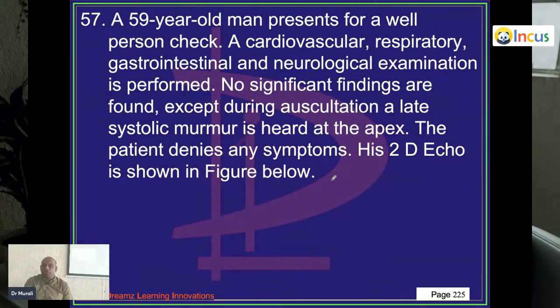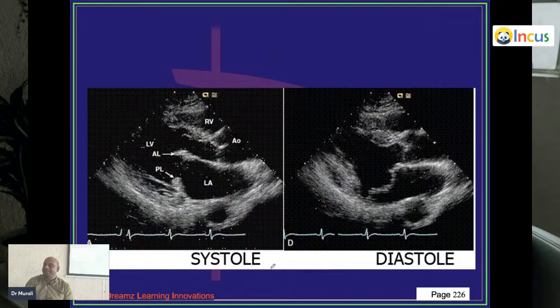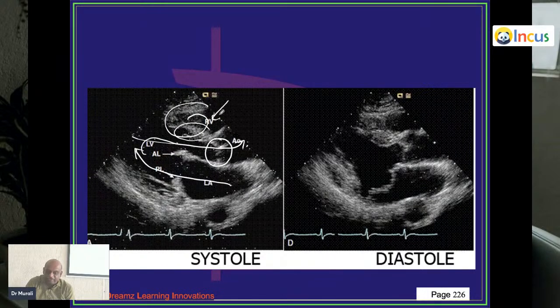A 59-year-old, no significant finding except a systolic murmur, mid-systolic click. You remember our last week's discussion? So, see doctor, one simple understanding of the echo. From the left atrium, blood goes into the left ventricle. From the left ventricle, the blood goes into the aorta. That's the reason this valve is what? Aortic valve. And this is the interventricular septum between the left ventricle and right ventricle.